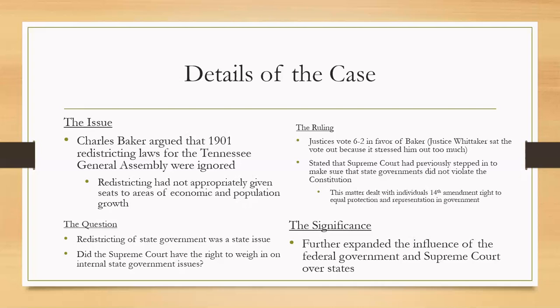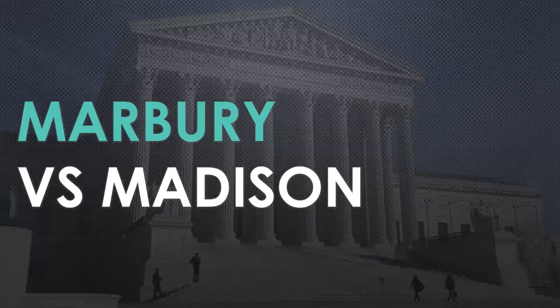And this one is significant because it, again, further expands the influence of the federal government and the Supreme Court over states. Over and over again, many of these cases create this situation where the federal government is on top, the states are subservient. And so this brings us to our last case, Marbury v. Madison.